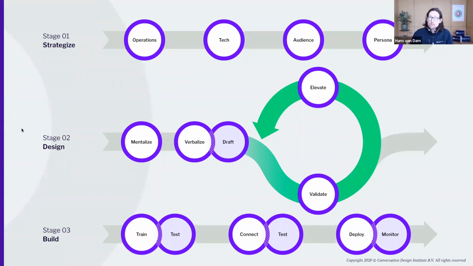We can use it to validate our designs by having it run tests with the model. And of course, how would our persona say this? How can we rewrite it? Can you write it in a simpler way, so we can elevate the design using large language models? And then we're going to go into the build phase. And that's kind of the focus of today.